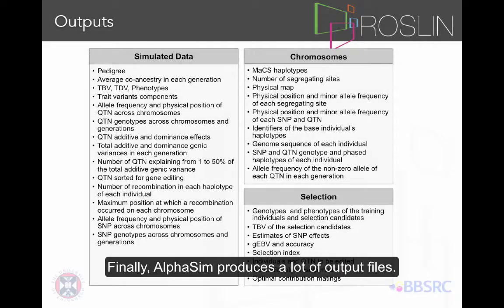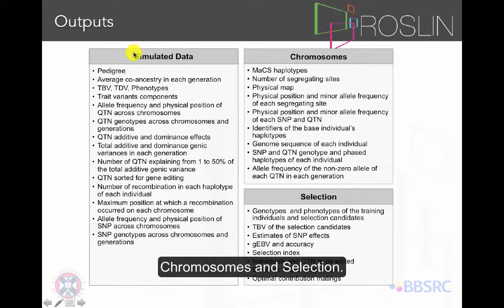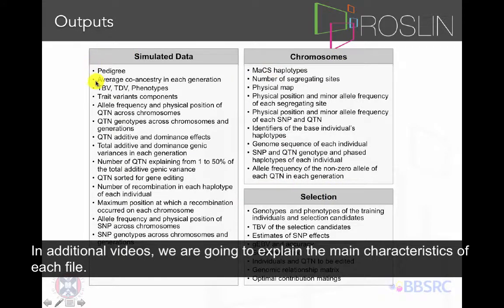Finally, AlphaSim produces a lot of output files. The files are divided into three main folders: simulated data, chromosomes, and selection. In an additional video, we are going to explain the main characteristics of each file.